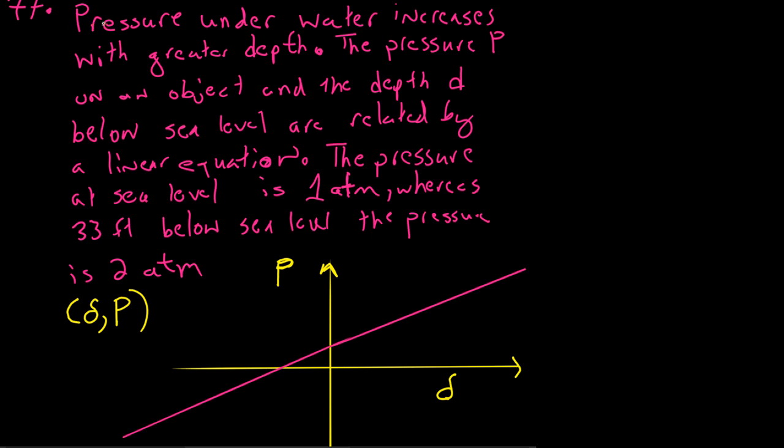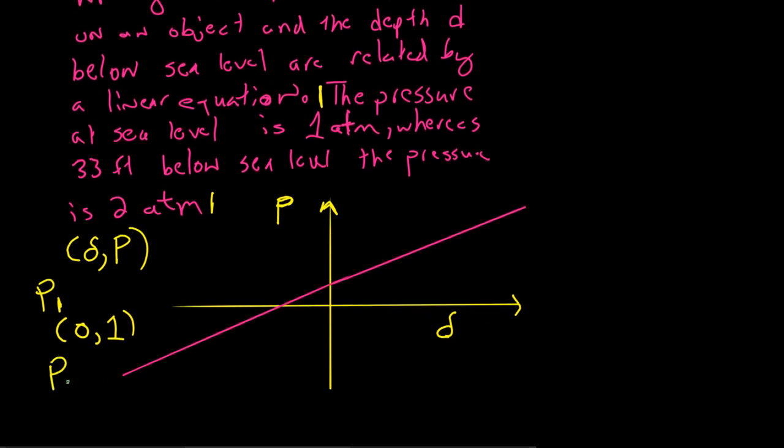So there is no data here. All the data kind of starts in this last part here. It says the pressure at sea level is 1 atmosphere. Well, sea level is a depth of 0. So there's 0, 1. Right? The pressure at sea level is 1 atmosphere. At sea level, I am starting at no depth, right? Because the depth is related to sea level. All right. Whereas 33 feet below sea level, the pressure is 2 atmospheres. And there's my second point, P2. I'm now at a depth of 33.